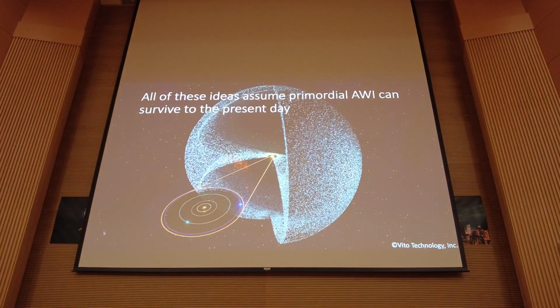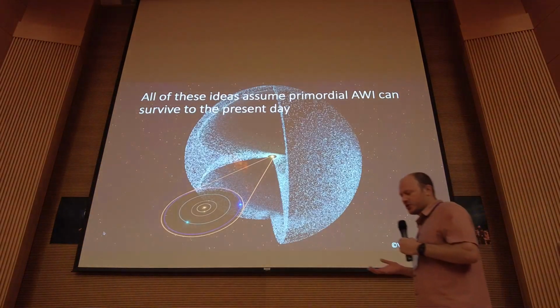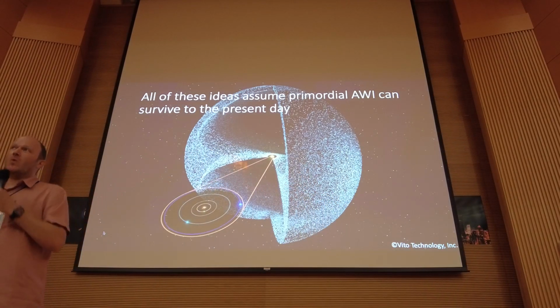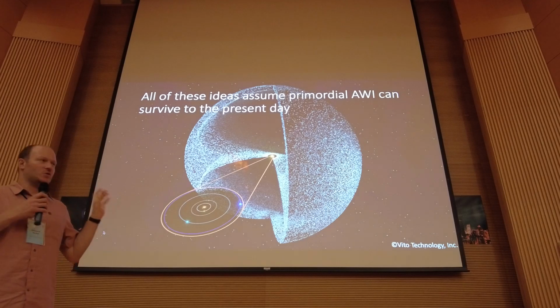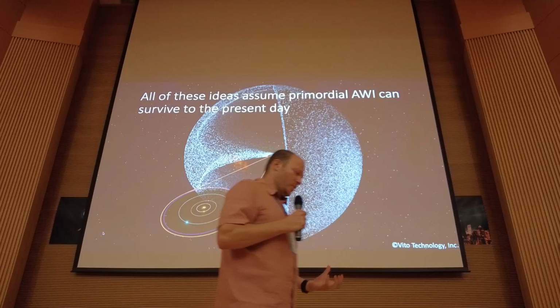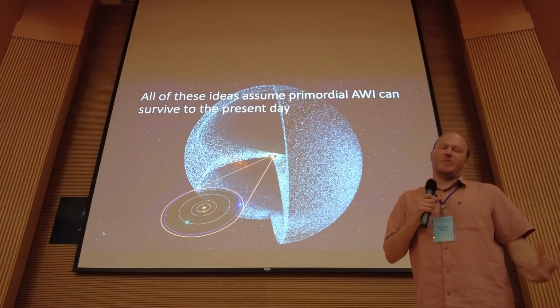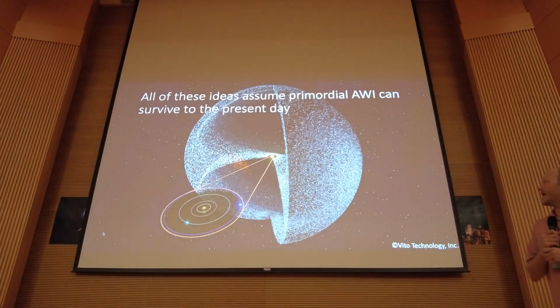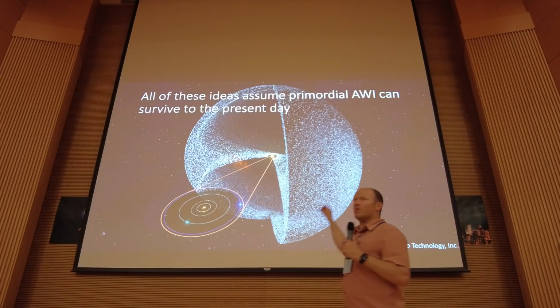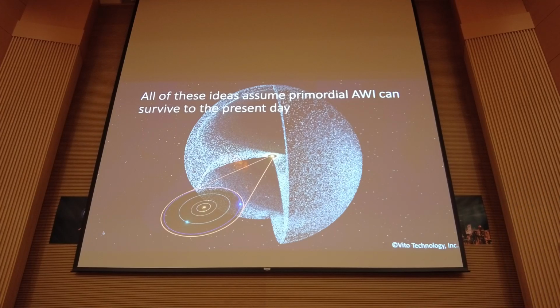But it should be noted that all of these ideas more or less assume that this primordial amorphous water ice can survive to the present day. Now, I'm using the term primordial amorphous water ice to differentiate the amorphous water ice from the formation of the solar system, as opposed to later forms of amorphous water ice that can form from cosmic ray exposure, usually in the surfaces of these bodies that we're talking about, just AWI all the way down. But all these assume that we can get this amorphous water ice out of the reservoirs without destroying it. And there's a big question about this.